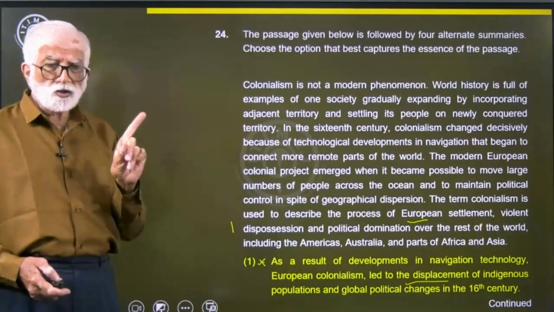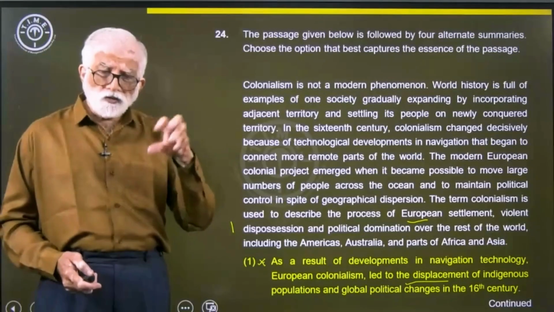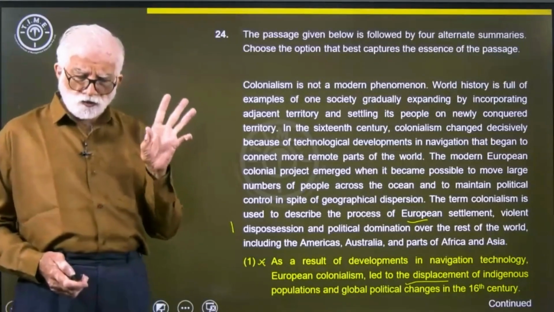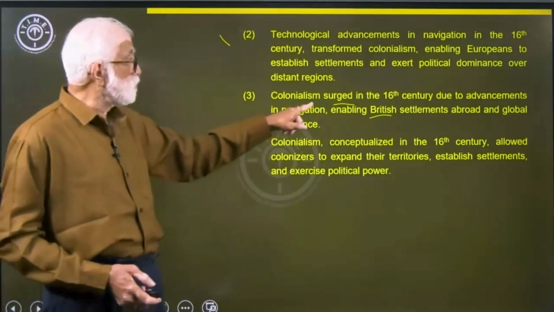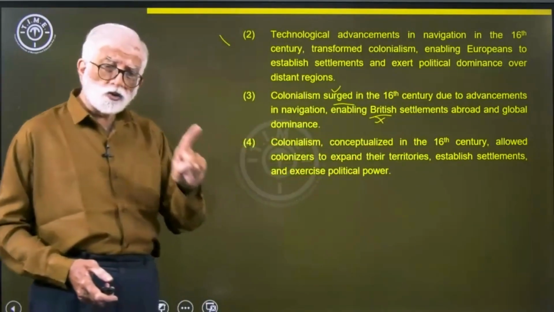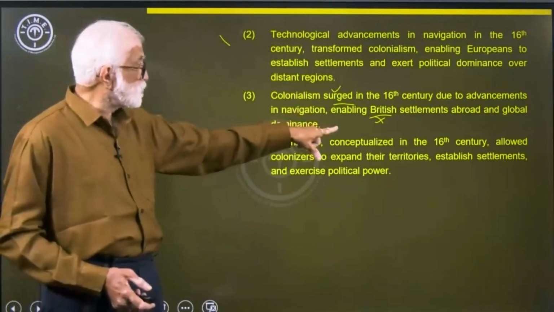Let's say it's not a modern phenomenon. World history is full of examples. Okay, in the 16th century it changed decisively. Okay, so we could possibly run with the word surge. We may stay with that, but we are not thinking only about British settlements. We are thinking about European settlements. So there's distortion in 3.